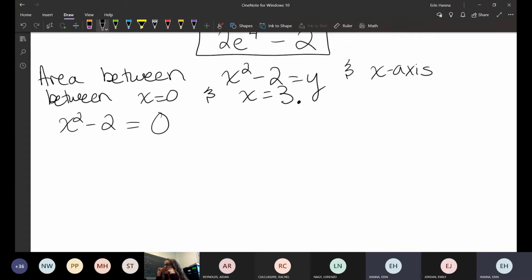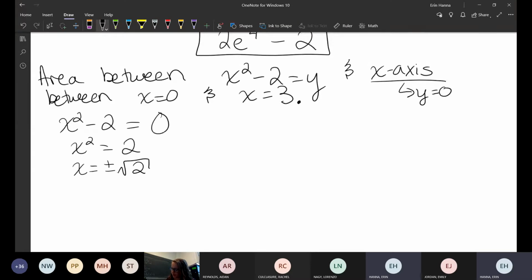So we want to set these two equal to each other. Remember that the x-axis is the same as y equals 0. So we want to set these equal to each other. Ooh, this one's going to be also a tiny bit nasty. So we'll get x squared equals 2. So x equals plus or minus the square root of 2.